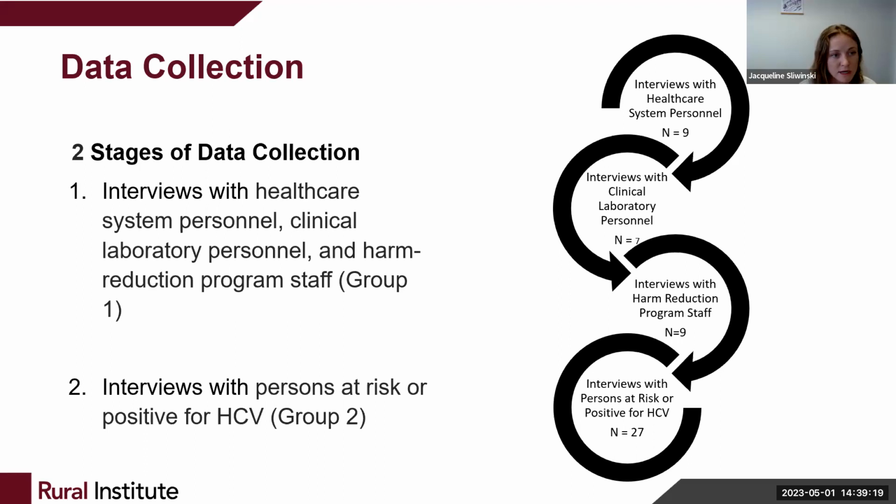Our second stage of data collection included interviews with persons at risk or positive for hepatitis C, which we called Group 2. For this group, we focused on people who inject drugs as the primary high-risk population in Montana, because data shows that injection drug users account for nearly 70% of new hepatitis C infections in the US. And this group was recruited through a combination of in-person recruitment and flyers posted at harm reduction programs. In total, I conducted 52 interviews.